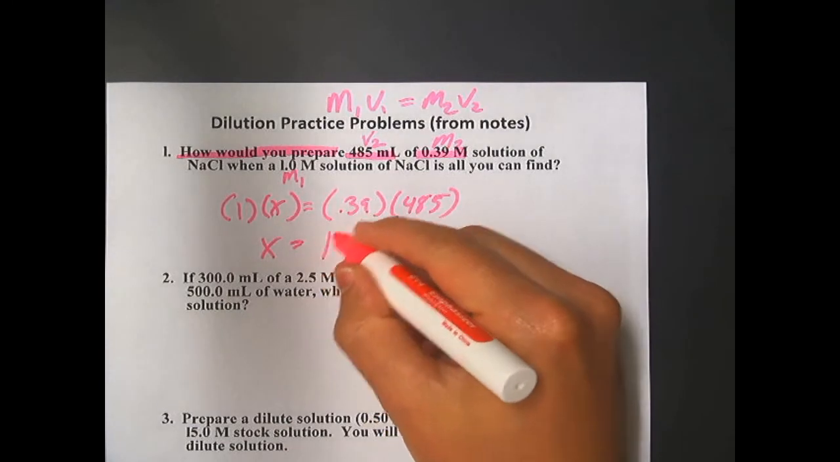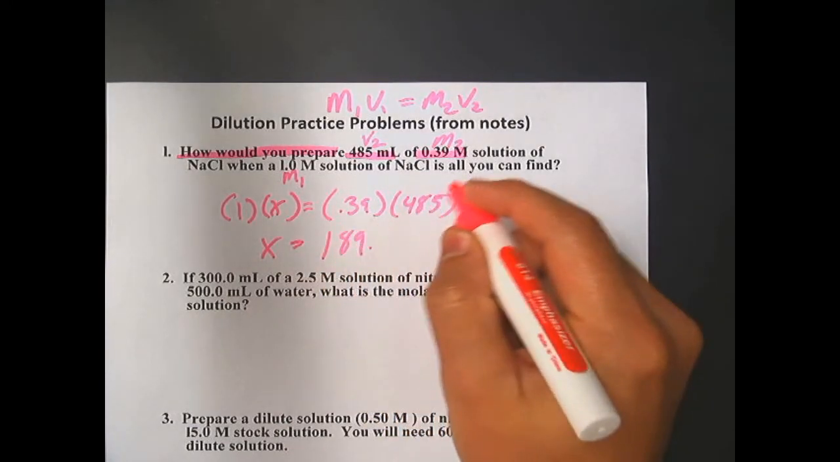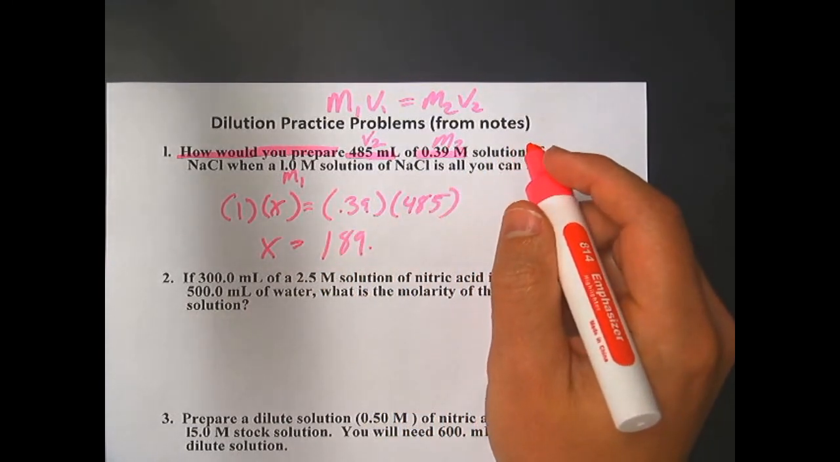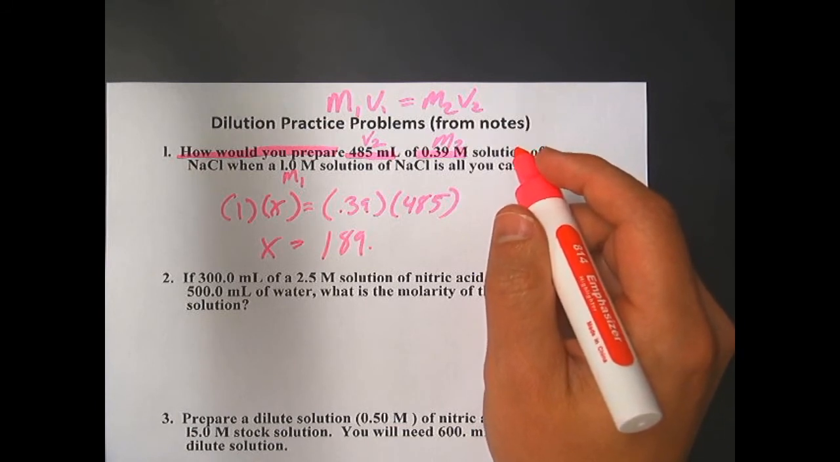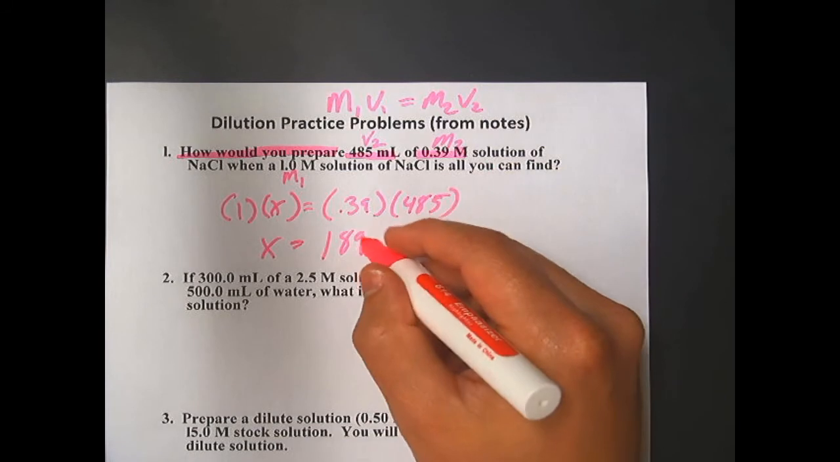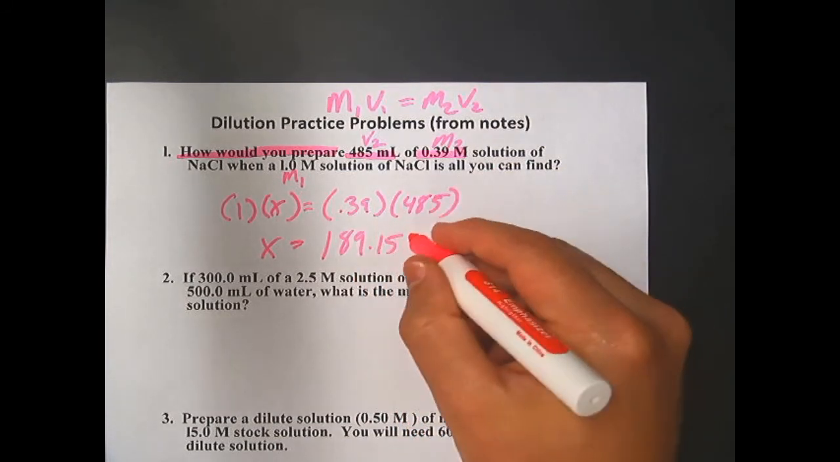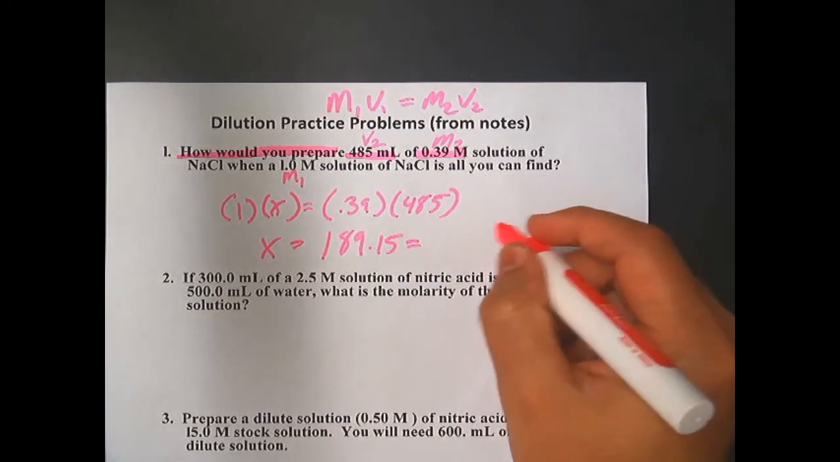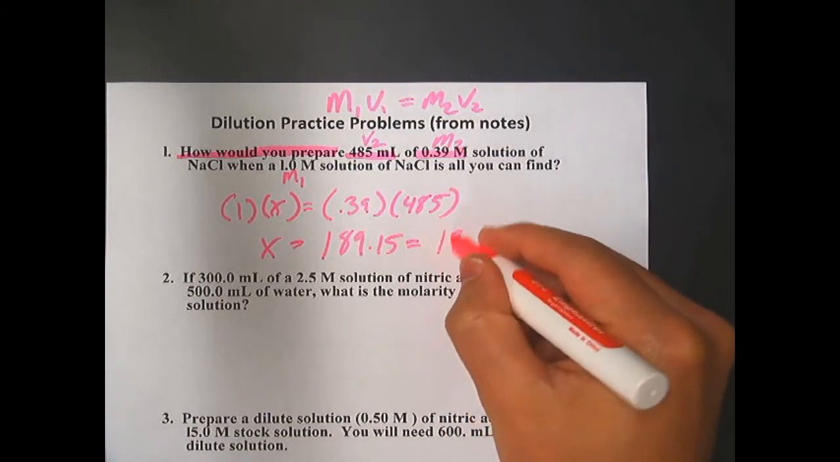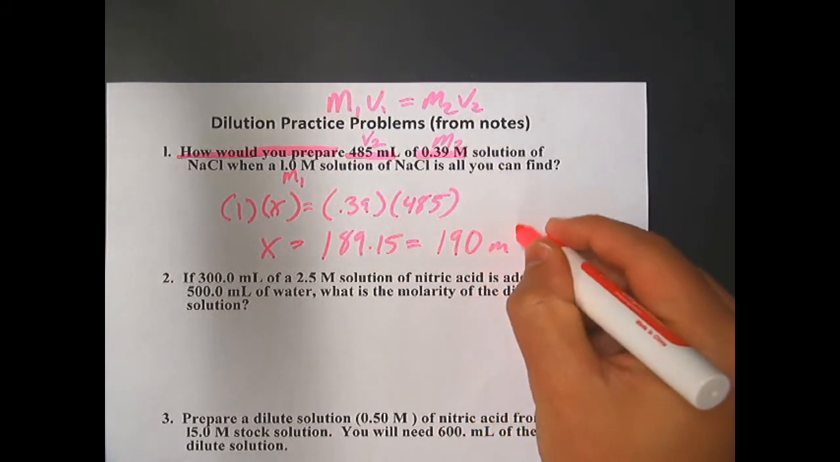You get 189.15. Technically, I'm supposed to round this to 2 sig figs. That seems probably too much, but that's what I'll have to do. So 189.15 rounds to 190 milliliters.